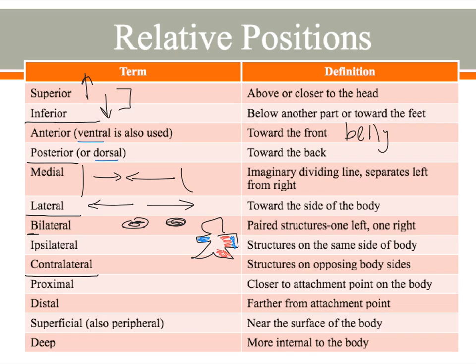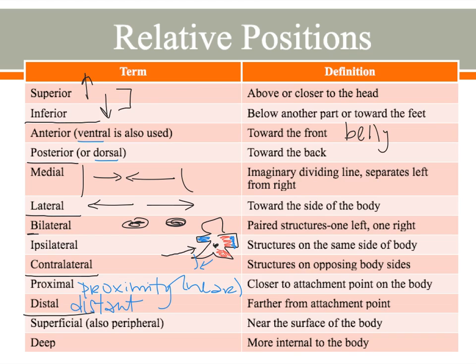Our next pair of terms are proximal and distal. Proximal means closer to the core of the body. For example, the belly button is proximal, where the toes are distal. Distal, you can think of like distant from the center of the body, and proximal means in proximity to or near to the center of the body.